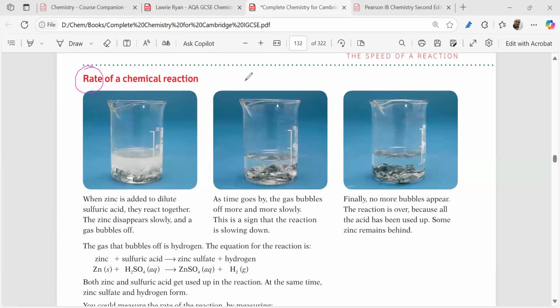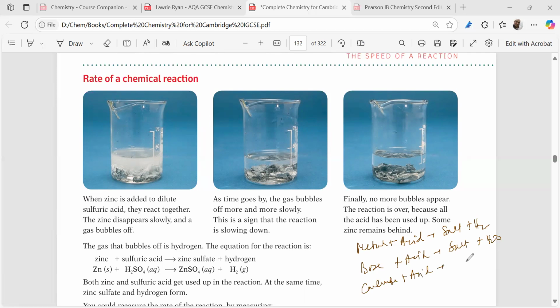Now going to the next part, quickly open your copy and write down: metal plus acid gives you salt plus hydrogen. Please write down. After that, write base plus acid gives you salt plus water. Write down. Fine. After that, write carbonate plus acid gives you salt, water, and carbon dioxide. Is it clear?